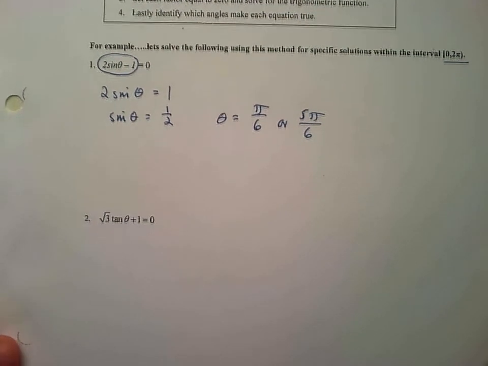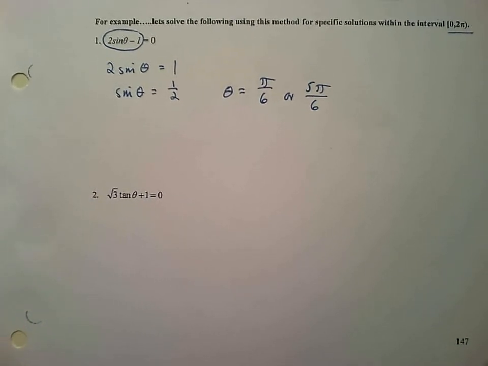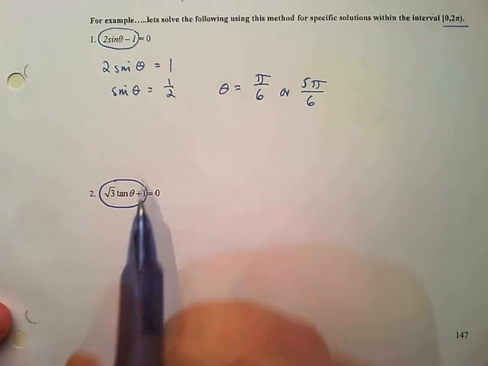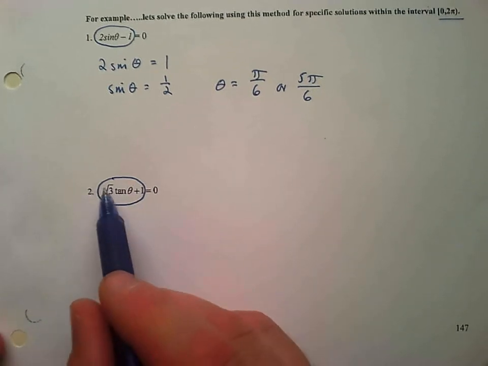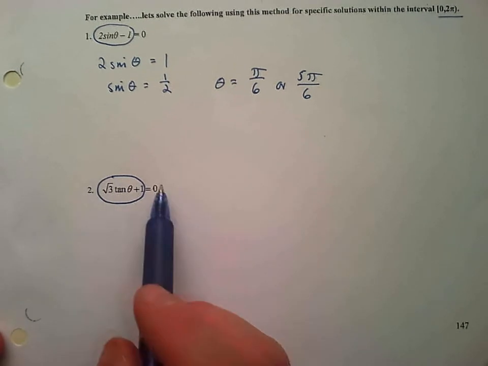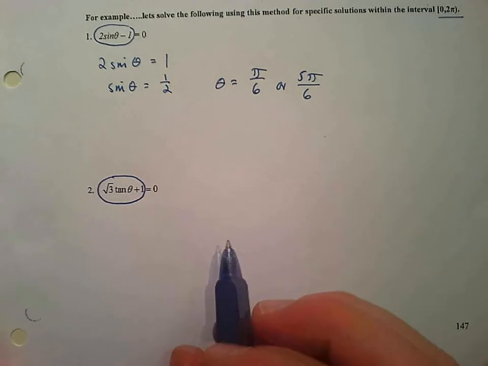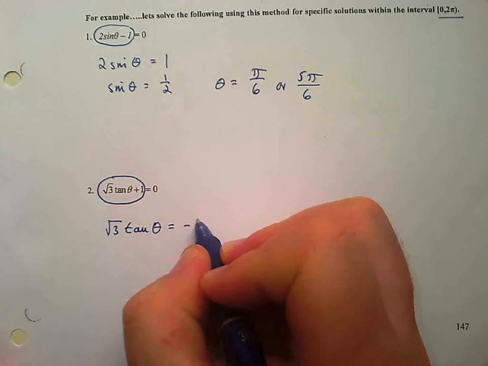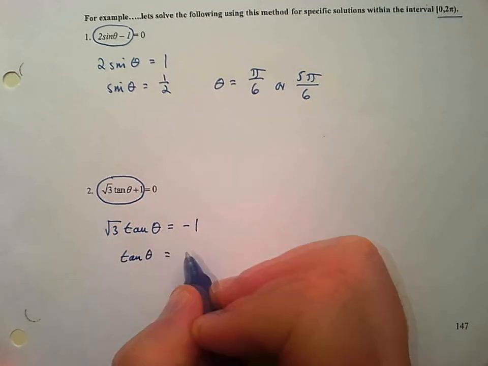If we go on to number 2, we have the square root of 3 times the tangent of theta plus 1 is equal to 0. So again, like in number 1 above, we can consider this to be just one factor of a larger equation. However, here we're just given this, so we're just going to consider this to be our entire equation. So again, we're trying to solve for theta. Well, our first step would be to subtract 1 from both sides. Then we're going to divide both sides by the square root of 3.